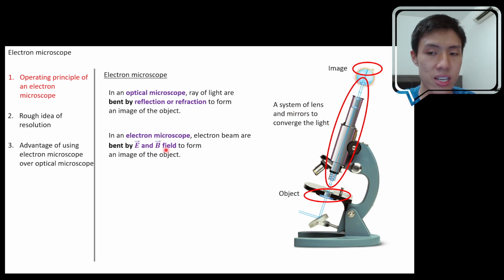And this is related to the earlier chapters that we have been learning in this semester. When we have an electric field or a magnetic field, we are able to direct the motion of the electrons when they are in those fields. So for the light microscope, we use lenses and mirrors to reflect or refract the rays in order to form an image. But for the electron microscope, we use electric and magnetic fields to bend the motion of the electrons in order to form an image.